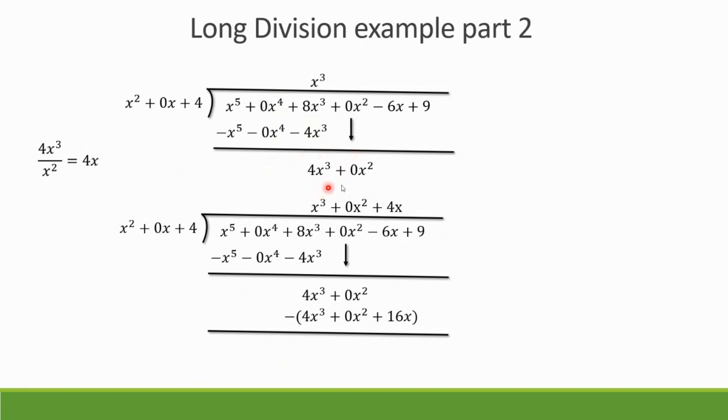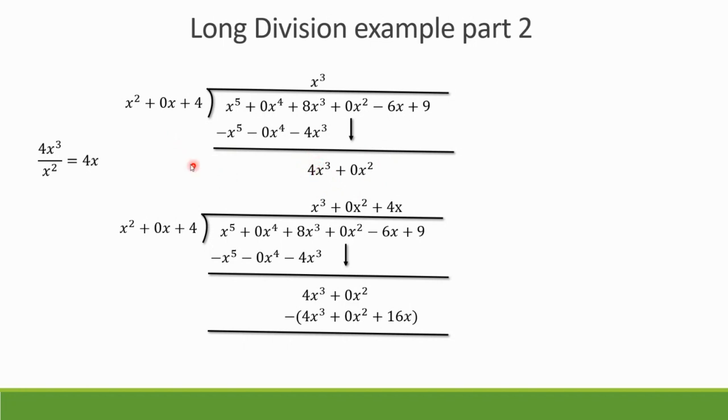Then we keep on going. And why is that? The degree of the difference is bigger than the degree of the divisor. You only stop when your difference here is either 0 or its degree is less than the degree of the divisor. And we don't have either of those, so we have to keep going.